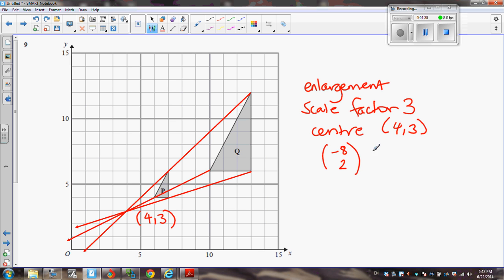Okay, the next thing we have to do is translate triangle Q by the vector -8, 2. And what that means, the top number tells us to go left or right. In this case, it's left 8, and then 2 is up or down, and if it's positive, it's up 2. So we're going to take triangle Q and we're going to move it 8 places to the left.